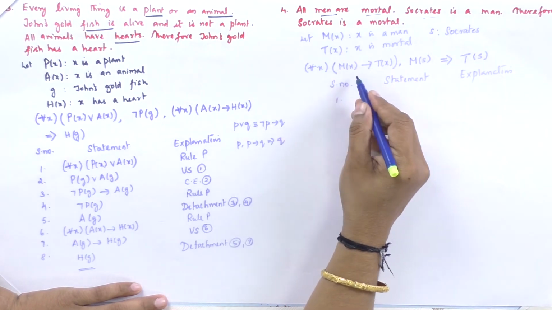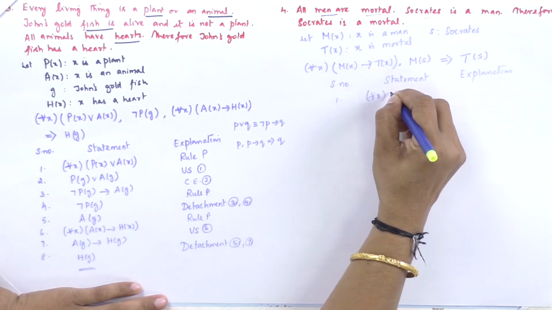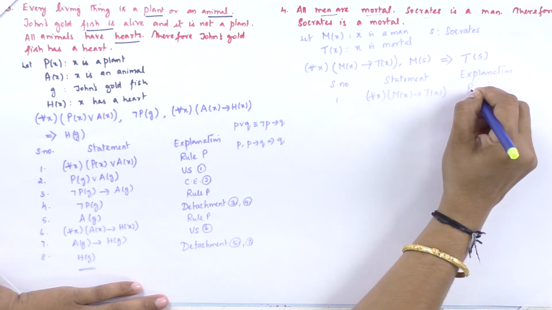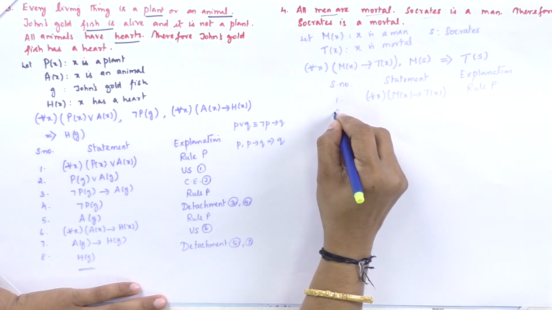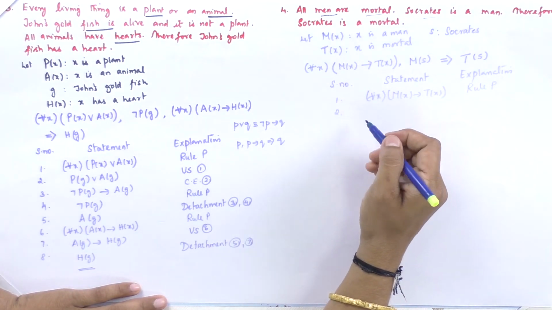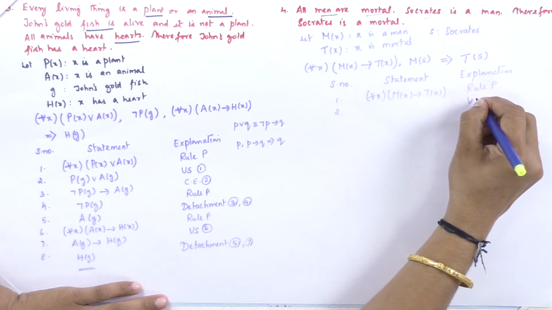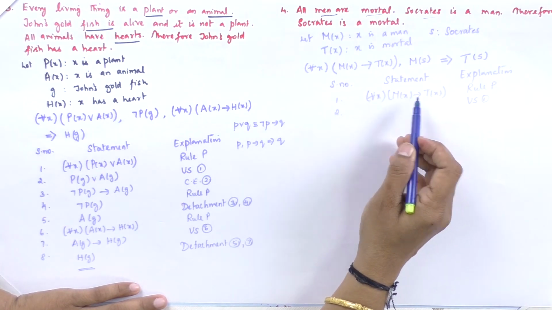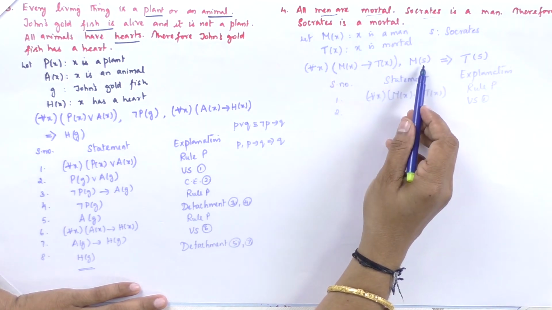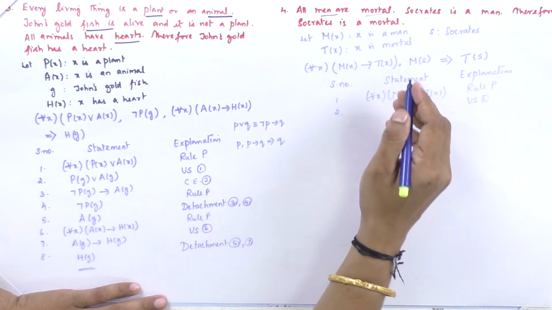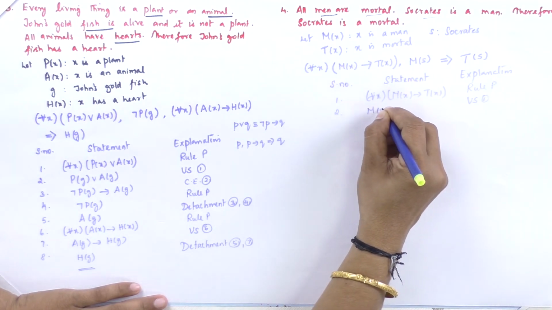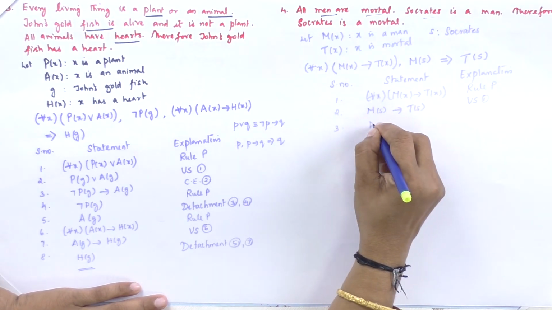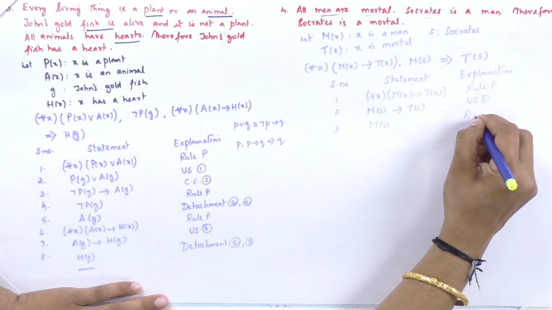So first one, we will take this as it is: for all x, M of x, conditional, T of x. So that is rule P. Then we will have to remove this universal quantification symbol. So, universal specification on 1, we get it to be S. We will have to fix this variable to some other thing, so instead we can have it as S itself. So M of S, conditional, T of S. Then the third one, we have M of S. So that is rule P.